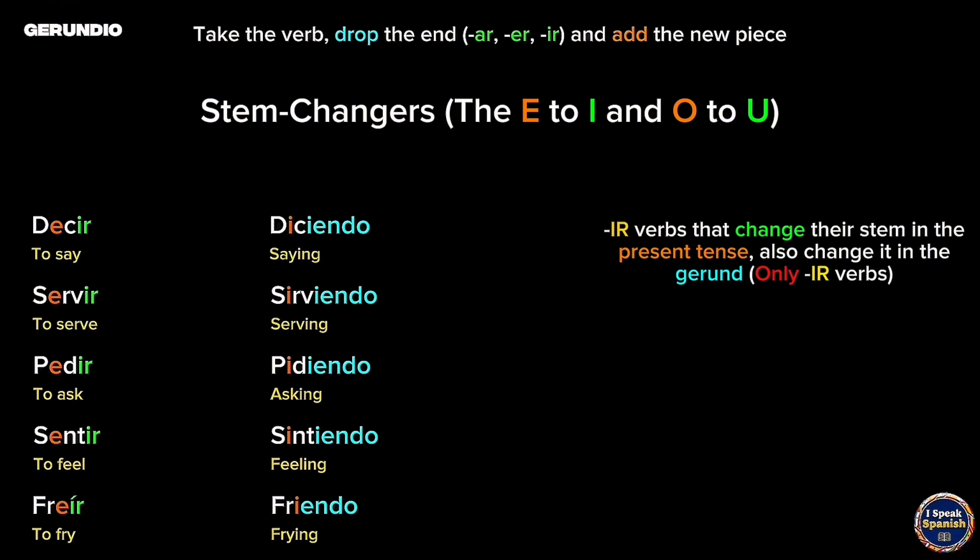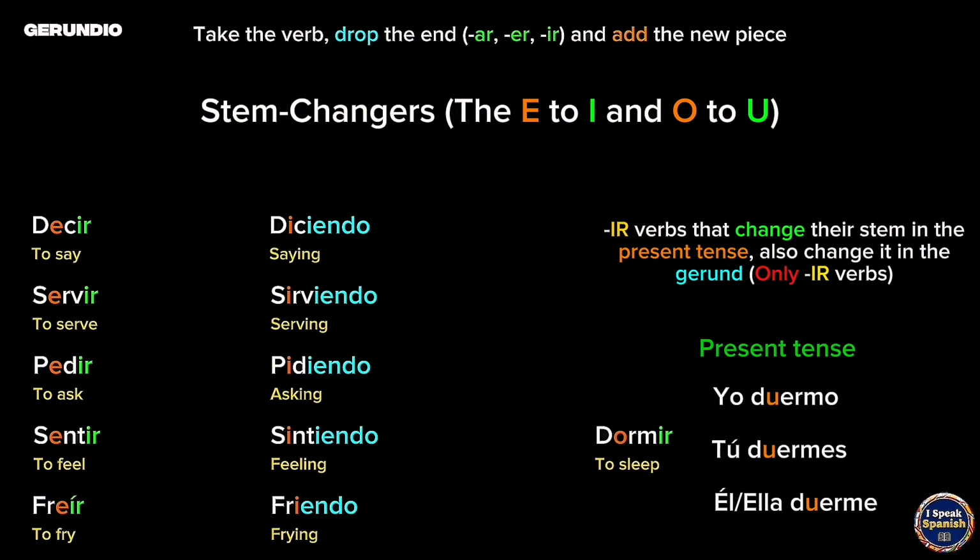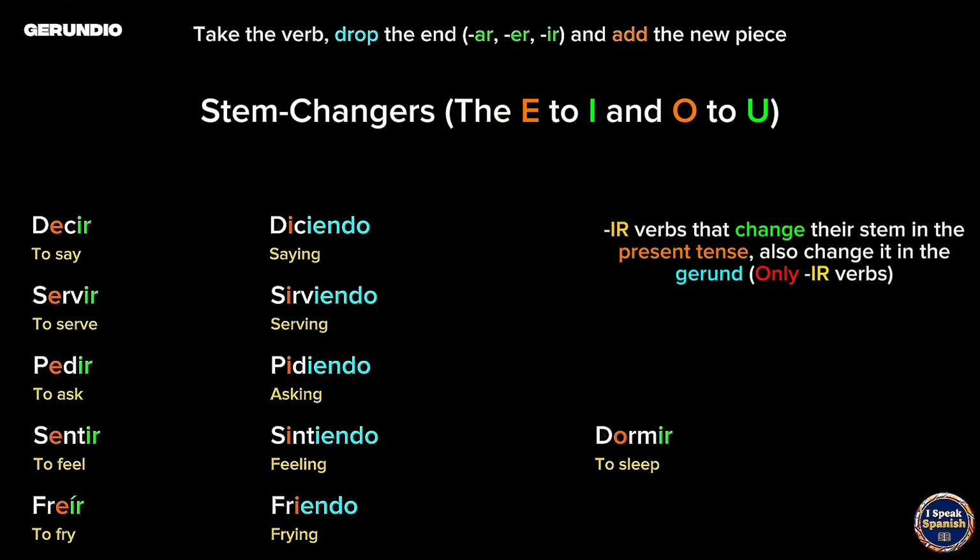Now the vowel O shrinks to U. For example, with these very common verbs, dormir, in the present tense, we conjugate it this way. Yo duermo, tú duermes, él o ella duerme. So you see, O changes to U. Same thing in the gerund. Dormir changes to durmiendo. And morir to muriendo.